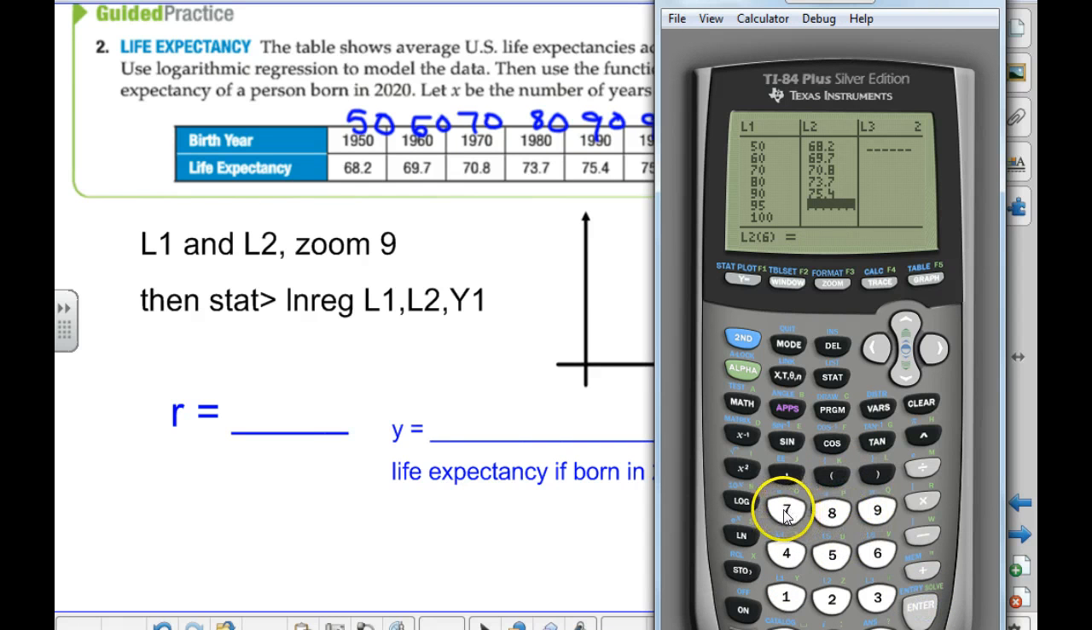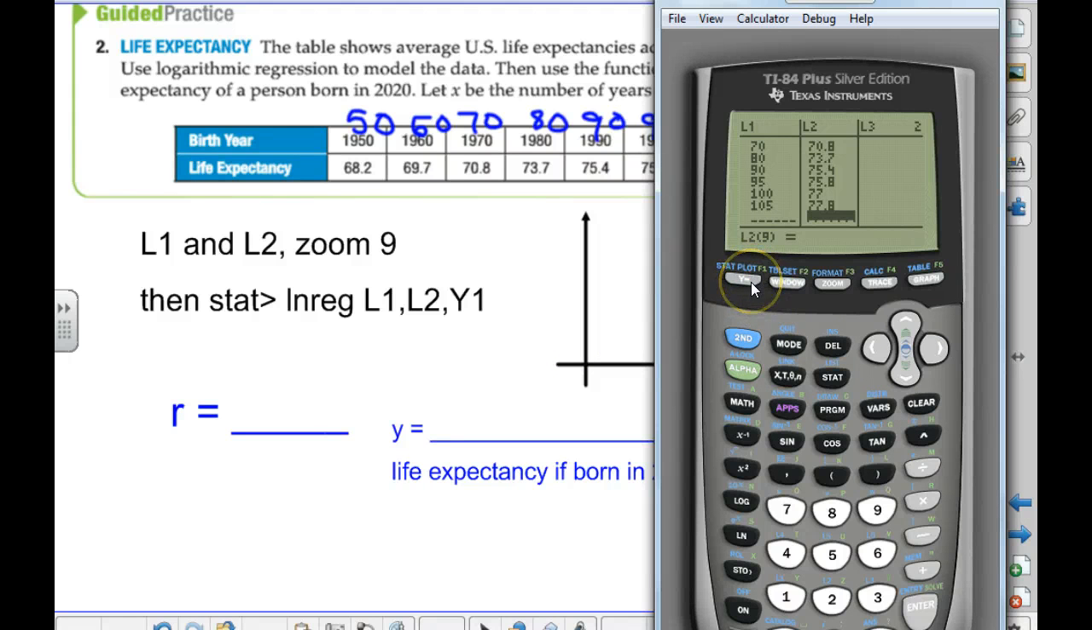What's after 75.4? Somebody help me here. 75.8. And 77.0. One more? 77.8. Go. All right.